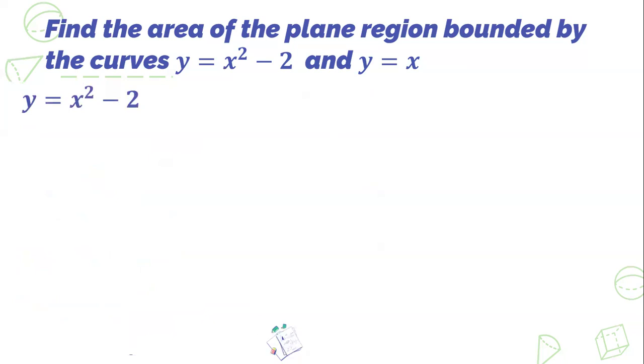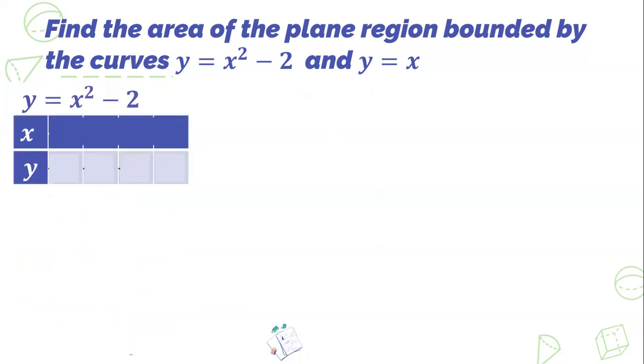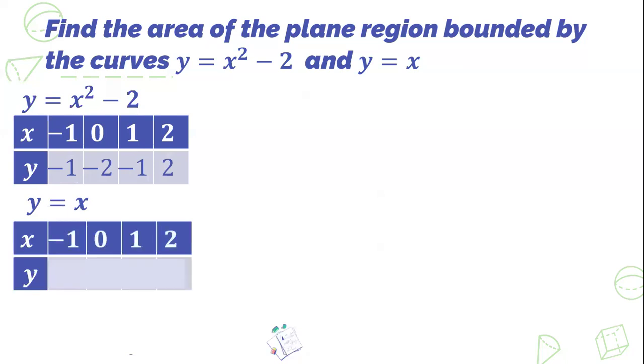The next thing that you need to do is to apply the table of values technique so that we could graph the parabola. Assigning values such as -1, 0, 1, 2, we have -1, -2, -1, and then 2. For the second function, whatever the value of x, y will be the same. So if you have -1, 0, 1, 2, it will just be the same with the y values.